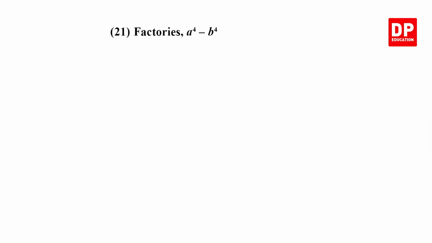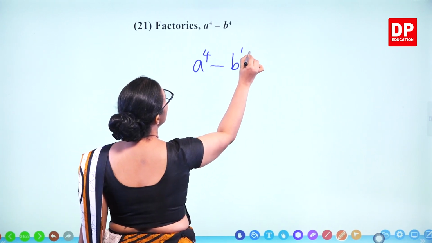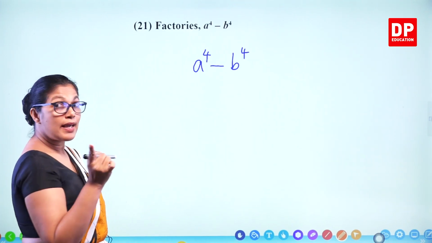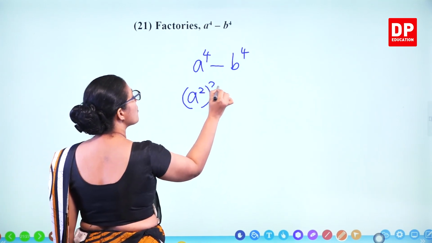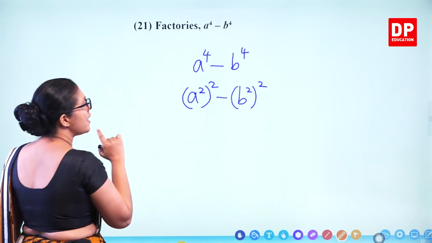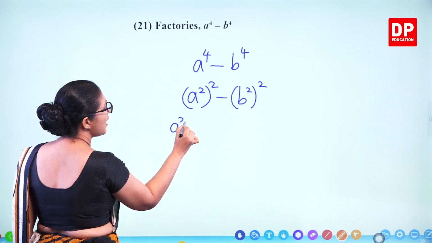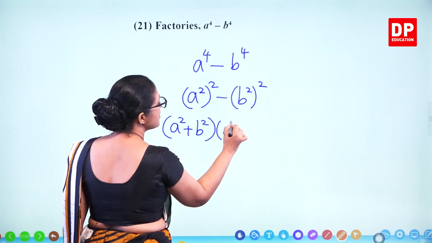Factorize a to the power 4 minus b to the power 4. We can write it as a difference between two square terms: (a squared) minus (b squared) whole thing squared. Now apply the difference between two square terms. You can write one factor as plus and the other factor as minus.